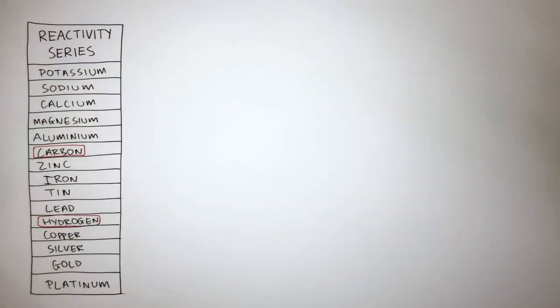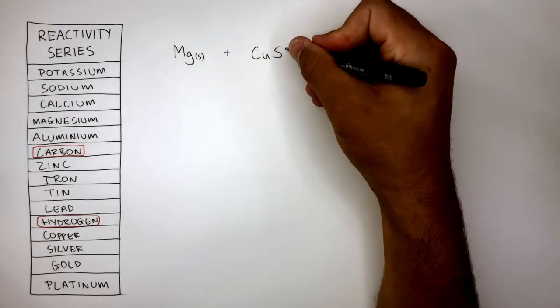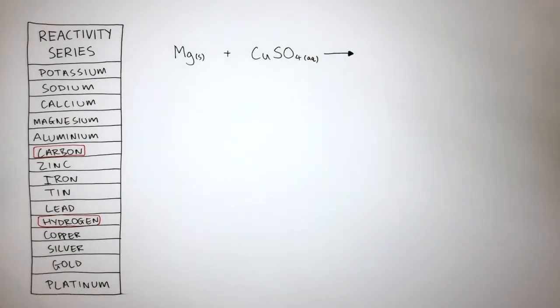We're now going to understand what a displacement reaction is by thinking about what happens when Mg reacts with CuSO4. That's magnesium reacting with copper sulfate. So in this chemical reaction, we have magnesium reacting with copper sulfate, where we can see from the reactivity series, magnesium is higher than copper. So magnesium is more reactive than copper.